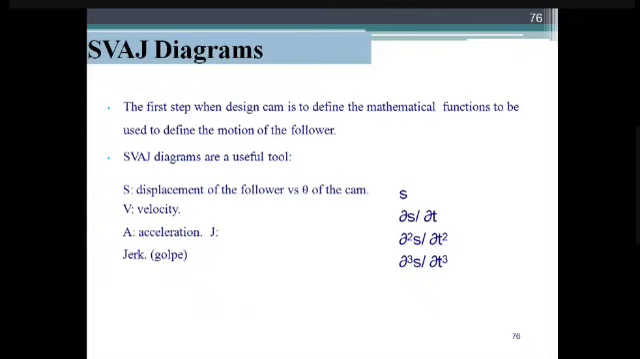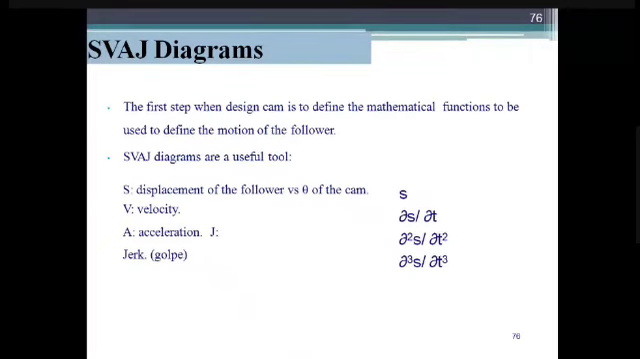Okay, this is called an SVAJ diagram. What is that? S means displacement, V velocity, A acceleration, J jerk. All four are important to satisfy a good cam design. The first step in designing a cam is to define a mathematical function to be used to define the motion of the follower. We always have to use some mathematical derivations and formulas.